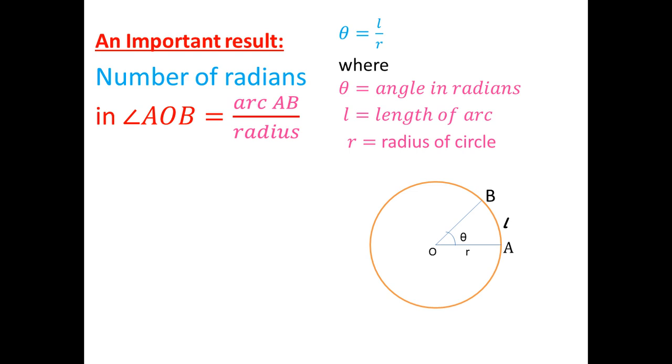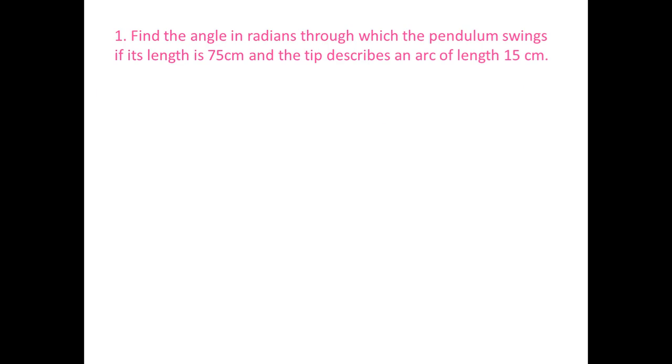Here we measure angle in radians. If we have angle in degrees, firstly we have to convert it into radians. In our questions, if we are given angle in degrees, firstly we convert it into radians and then proceed on. Find the angle in radians through which the pendulum swings if its length is 75 centimeter and tip describes an arc of length 15 centimeter.